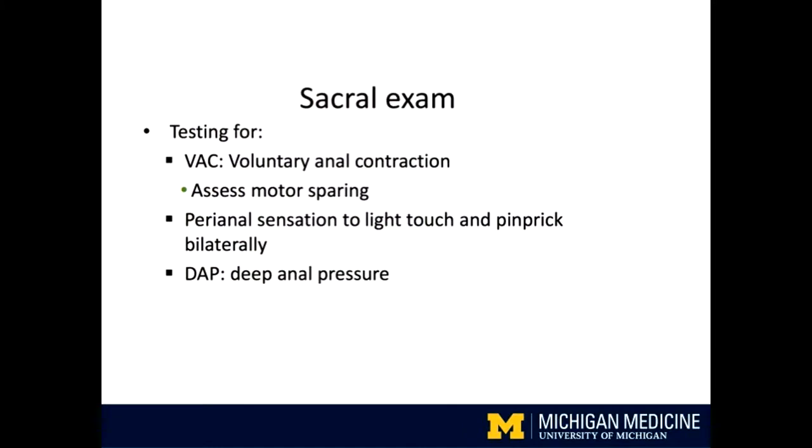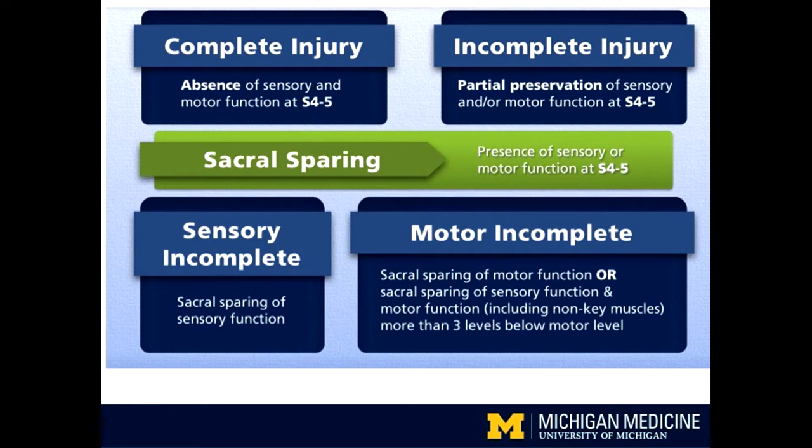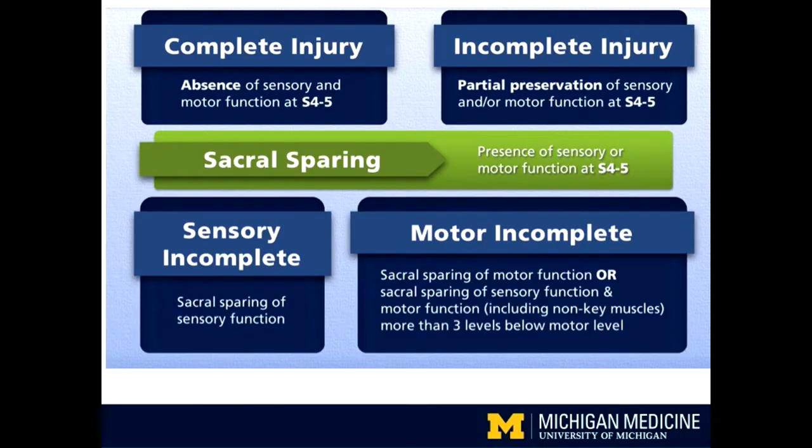I think I alluded to the sacral exam, and I think I've stressed it pretty strongly. If this part hasn't been done, you cannot call someone a complete or incomplete spinal cord injury. So we know the difference between complete and incomplete. There's absence of sensory and motor function in the S4, S5. And incomplete means that you have partial preservation. Anytime you have partial preservation, you are considered a sacrally spared spinal cord injury. There are two types of sparing: either sensation is going down the pathway or motor is going down the pathway.